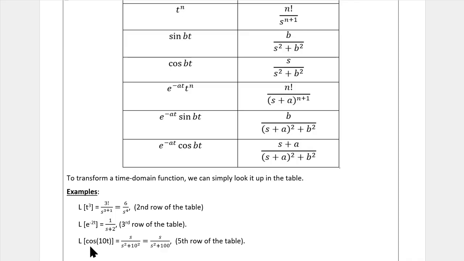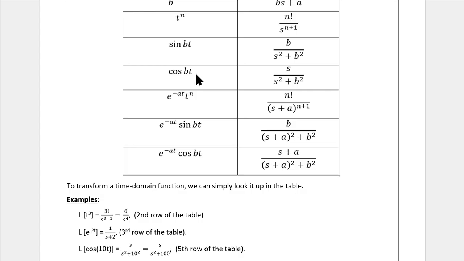Same thing, this is cos 10t. So we see here it's similar to this form. Your b is 10. So just change b to 10 and we get this. So that's all to do. Transform using the table. It's very simple.